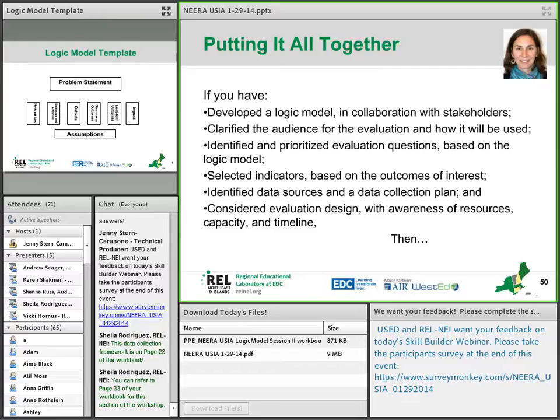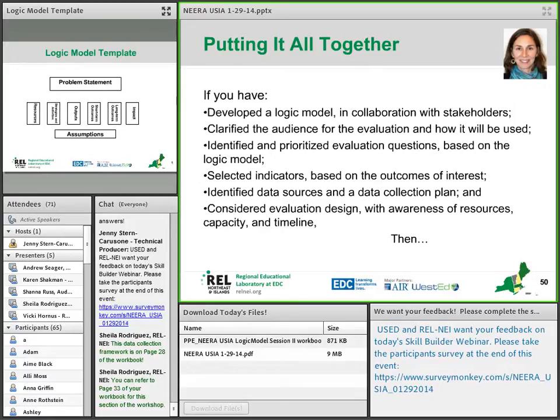Then you've identified and prioritized your evaluation questions based on the logic model, and you've thought about, okay, we can't do everything, so what will we use? What do we need to know versus what would be just nice to know, and you've clarified that. You've gone through the whole process of selecting your indicators based on your outcomes of interest, and you've gone through the process of thinking about where you need more than one indicator versus one indicator would suffice. You've identified your data sources and you've built your data collection plan. You've done a lot here.